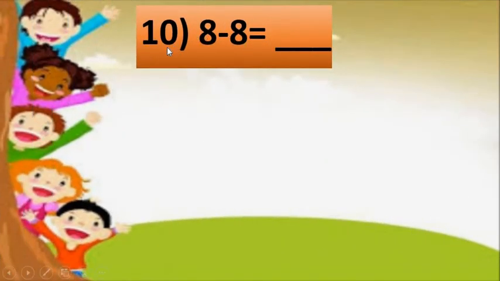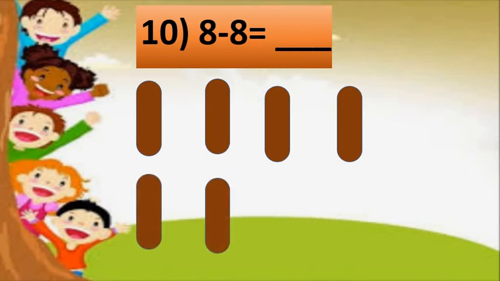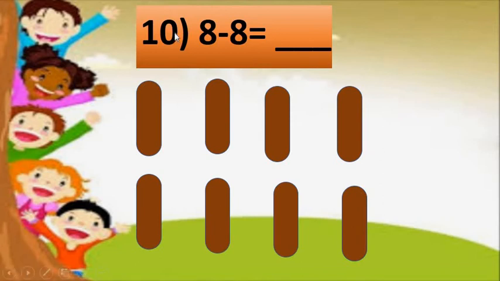FB number 10. 8 minus 8 is equal to dash. Counting 1, 2, 3, 4, 5, 6, 7, 8 objects. Minus 8. Cross out or take away 8.